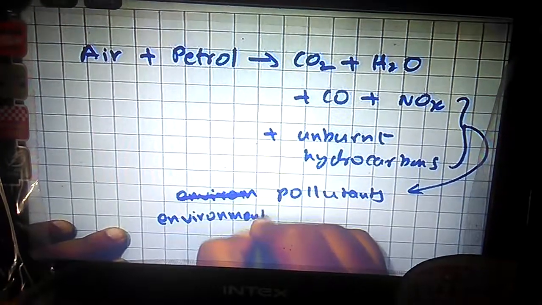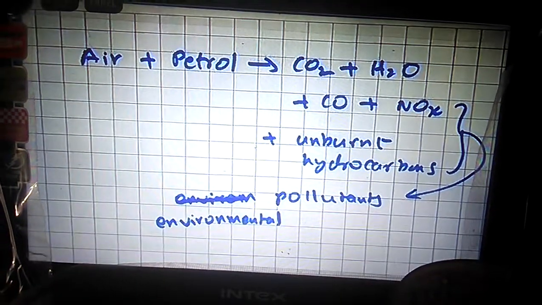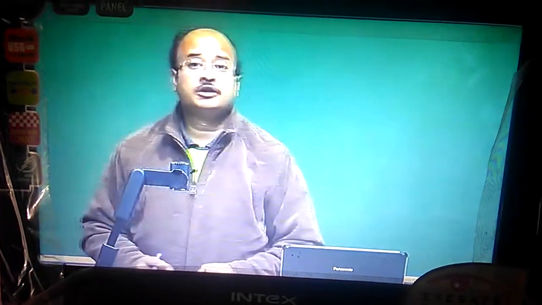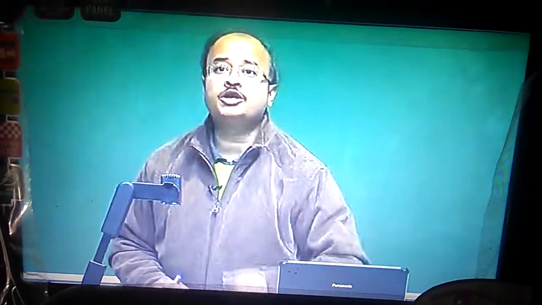Environmental pollutants. That means they pollute the environment. So see, you're talking about fuel burning, right? You're talking about an ideal combustion where I should be getting ideally carbon dioxide and water. I do not have much to worry about.